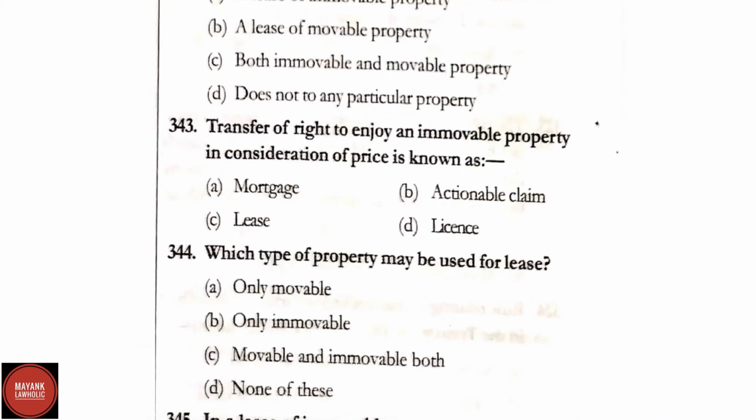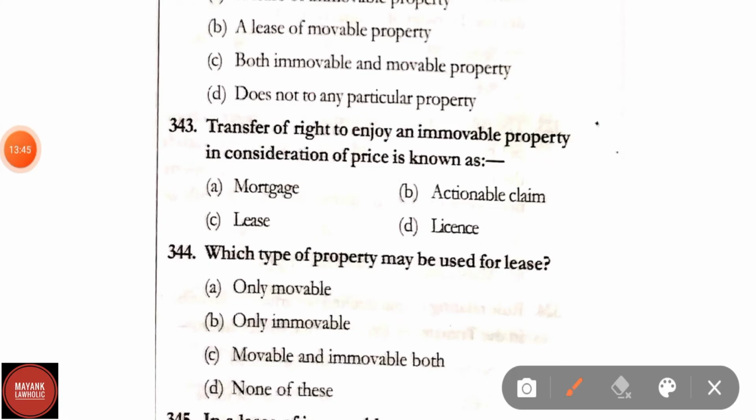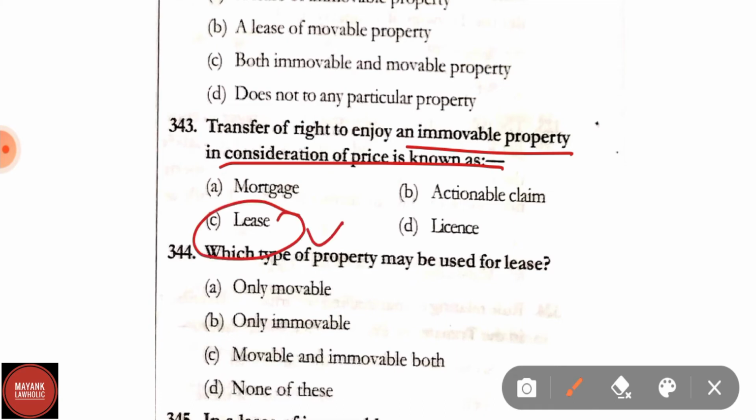Question number 343. Transfer of right to enjoy an immovable property in consideration of price is known as option A, mortgage, option B, actionable claim, option C, lease, and option D, license. Here correct answer is option C, that is lease. A lease is a right to enjoy an immovable property in consideration of a price.